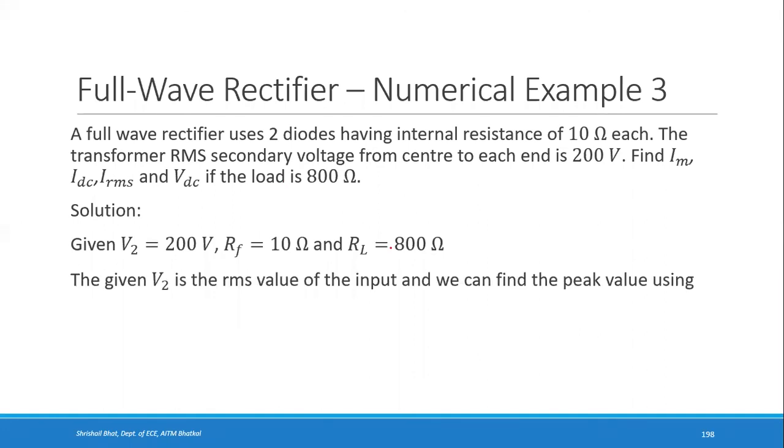So you have to find the peak value Vm using Vm is equal to root 2 into V2. Root 2 into 200. So what do you get? You'll get 282.84. Root 2 is 1.414, so it will be 1.414 into 200. That is 282.84 volts, my value of Vm. Once you get Vm, you can find Im. From Im, you can find IDC and IRMS. From that, you can find VDC and VRMS, though we are asked only VDC. You can find VRMS just by using the formula.